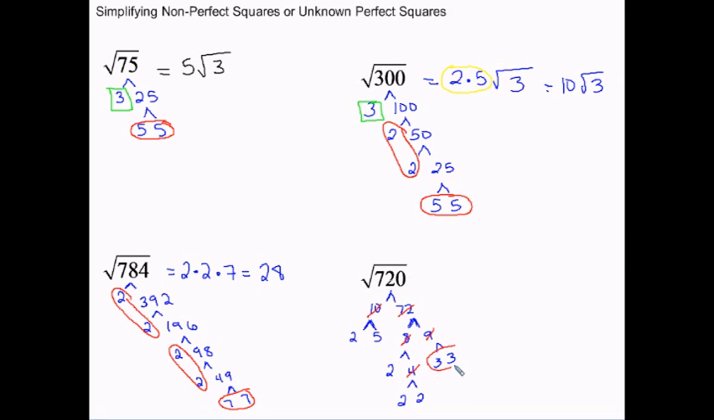Okay, I have a pair of 3s, a pair of 2s, another pair of 2s, and they don't have to be on the same branches. If they match, they're fine. And then some lonely little 5 that's going to have to stay home because he doesn't have a match. So 1 2 from this pair, 1 2 from this pair, 1 3 from this pair, and a 5 that has to stay home. 2 times 2 times 3 is 4 times 3, which is 12, times the square root of 5.